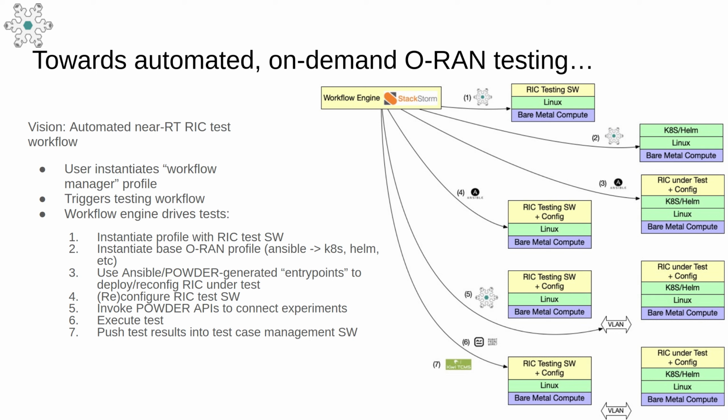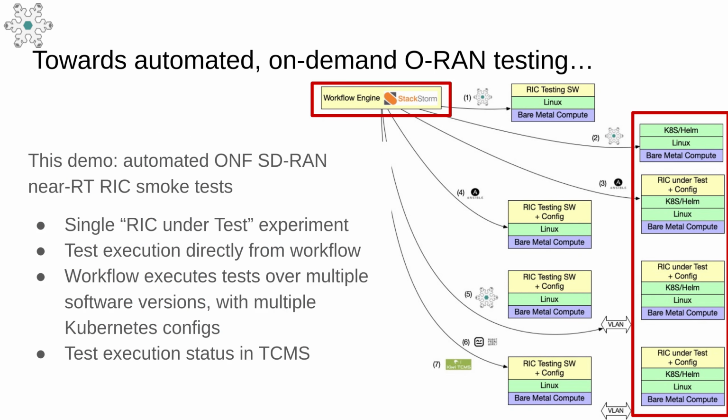In step 4, we would reconfigure or configure the RIC test software according to whatever the vendor or test suite provides. In step 5, the workflow would invoke POWDER APIs to connect these two experiments so that the testing software is only connected to the system under test for the duration of the test and no longer, to provide the strongest isolation that we can. In step 6, the workflow would trigger the test execution framework, and in step 7, the results would be reported into the test case management software. And obviously there's some blur in steps 6 and 7 depending on what the testing software offers.